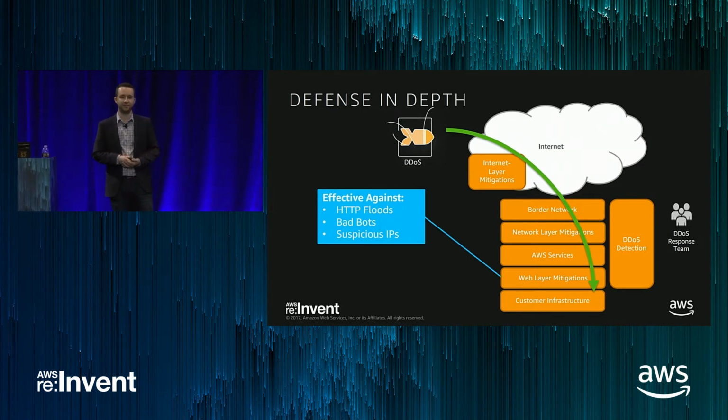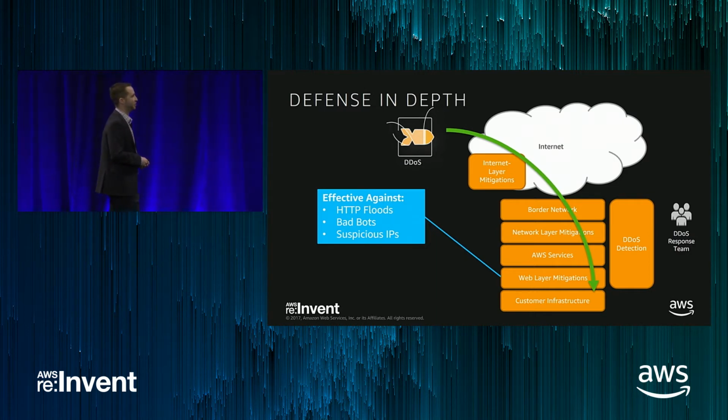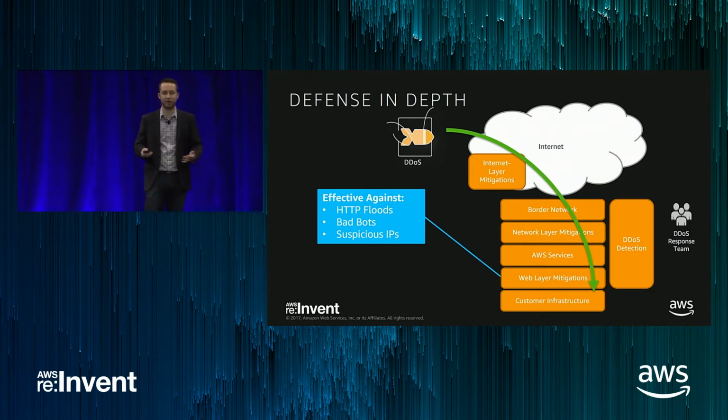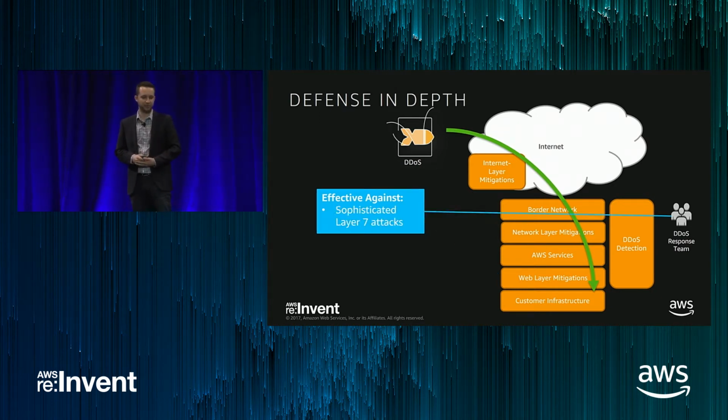I mentioned that we have the AWS WAF, and this is how you mitigate web layer attacks. It gives you the ability to mitigate things like HTTP floods, bad bots, and suspicious IP addresses. So if there's any kind of traffic that you don't want to see towards your application, use the AWS WAF, build a rule, block that traffic.